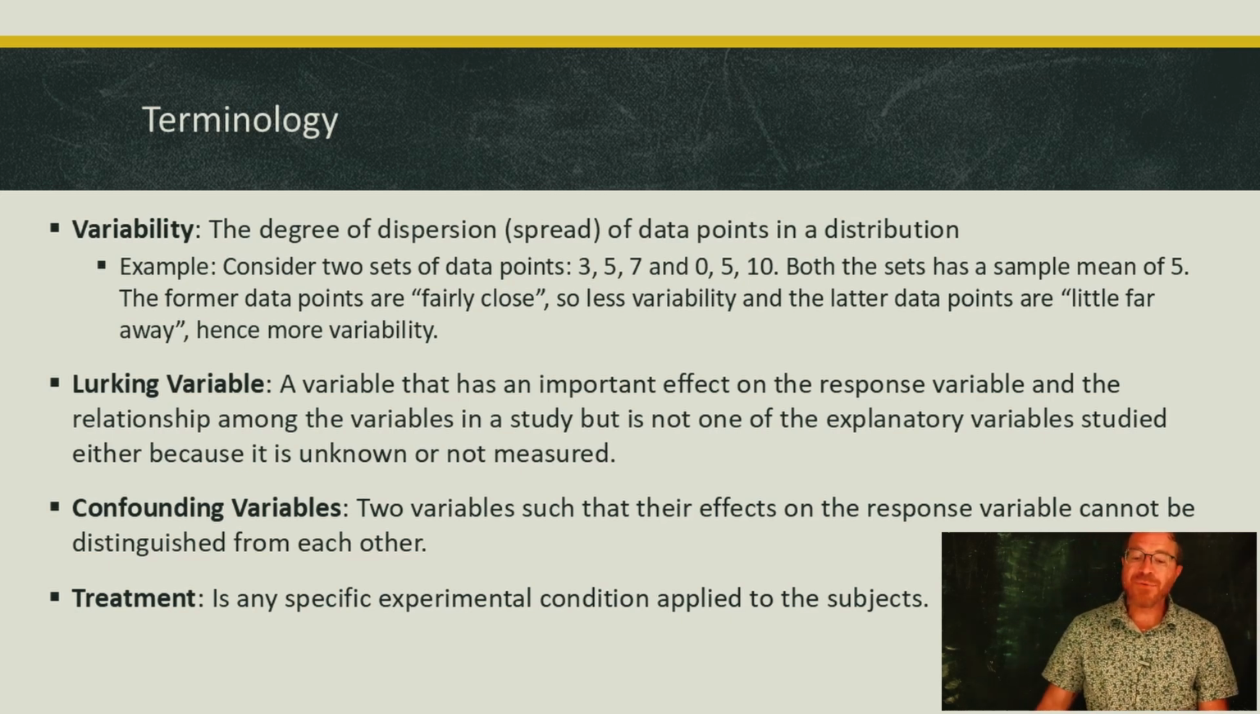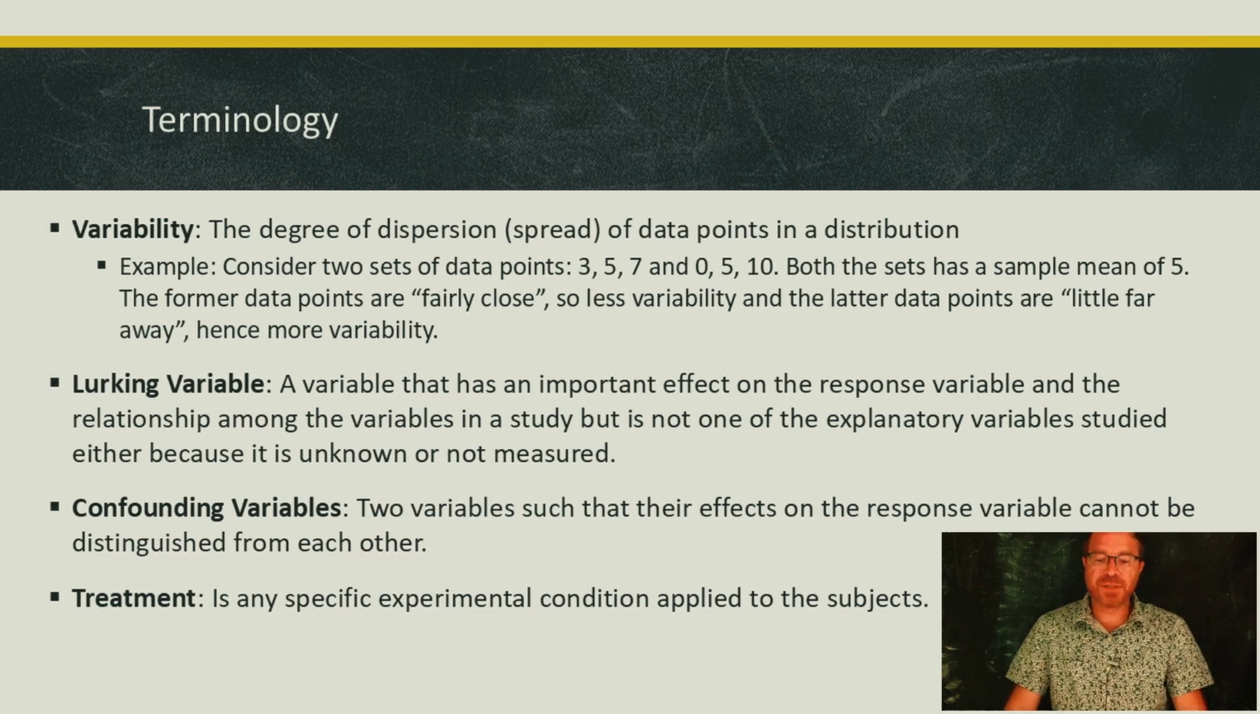You also have confounding variables. This is when two variables are such that the effects on the response variable cannot be distinguished from each other. What this means is if I have two things that seem to closely align with each other, as this increases, the response increases, or as this one changes, the response decreases. A confounding variable is set up in a way that I don't know which one is actually causing it, right?